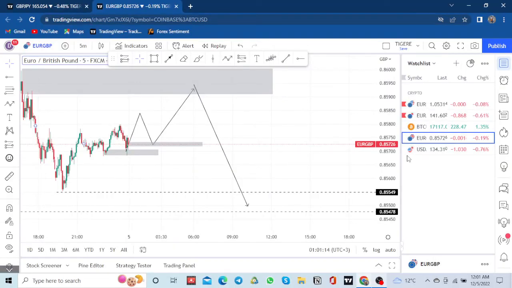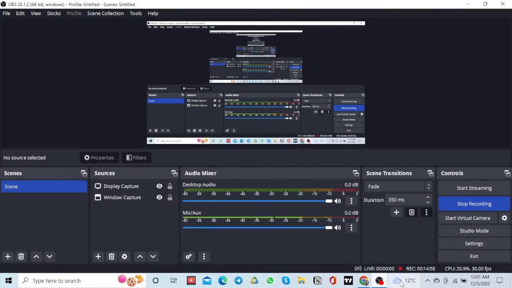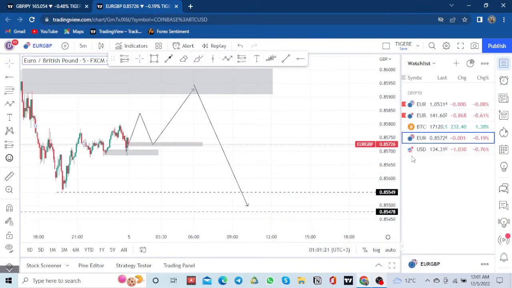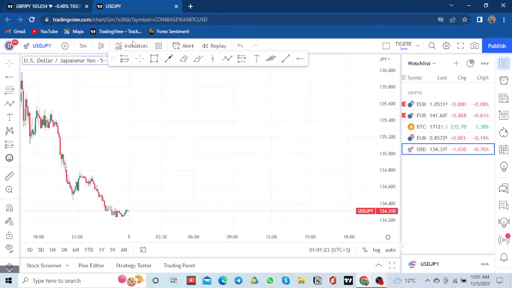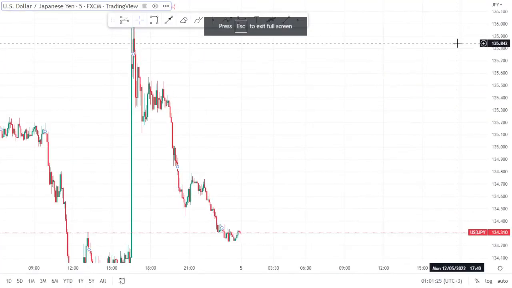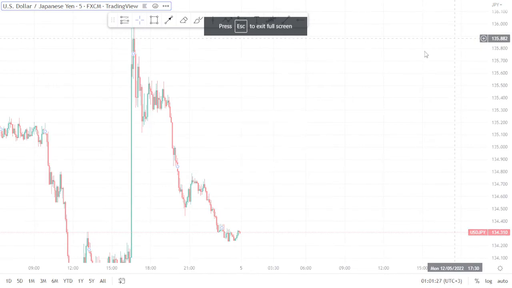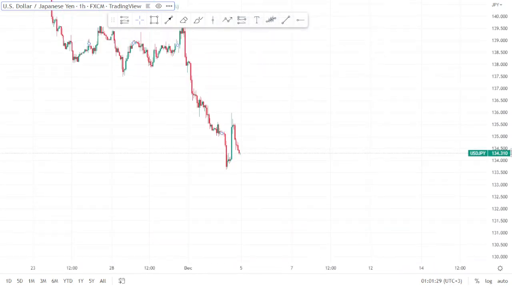Right, let's go to our last forex pair. Let me check if I'm recording properly. Of course, let's go to Euro GPY. How are you, Mr. Euro GPY? Okay, so what are we seeing again?